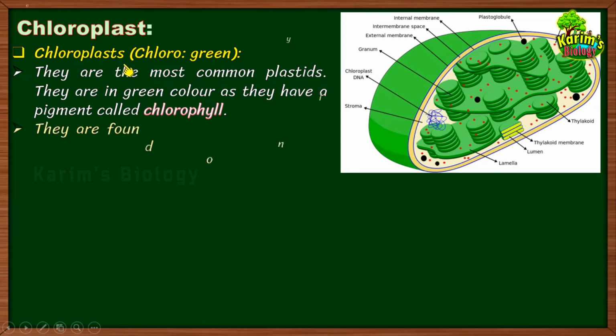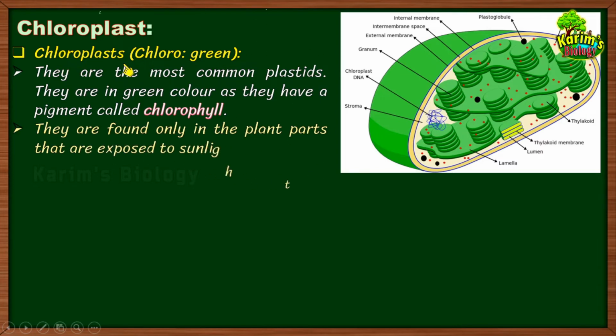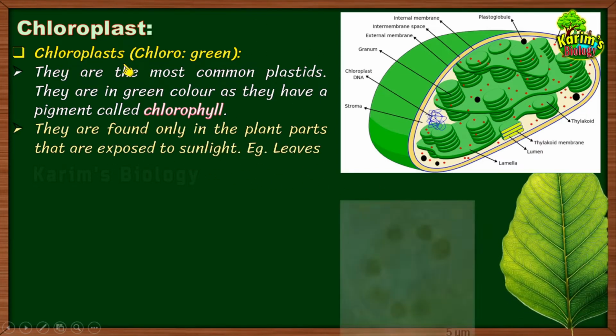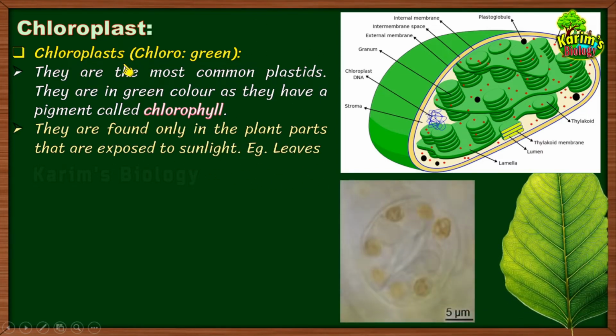Right? Now let us see where these chloroplasts are found. They are found only in the plant parts that are exposed to sunlight, for example, leaves. Yes, this is one tricky thing here. Let us recall leucoplasts. Leucoplasts are the plastids which store the food material. So leucoplasts are found in the parts of the plant where the food is stored.